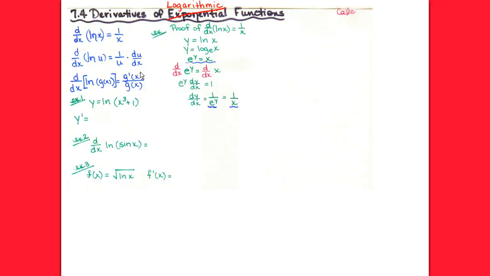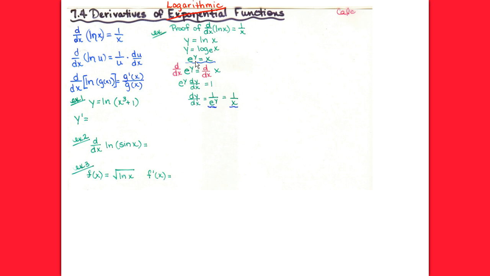So let's take a second and look at that proof. The derivative of ln x is equal to 1 over x. Here's how we get that. All right, if we have ln x, we talked yesterday about the fact that ln just means log base e, and that we could switch that from its logarithmic form to its exponential form by doing e to the y is equal to x, okay? So all I've done is rewritten ln x as e to the y equals x.